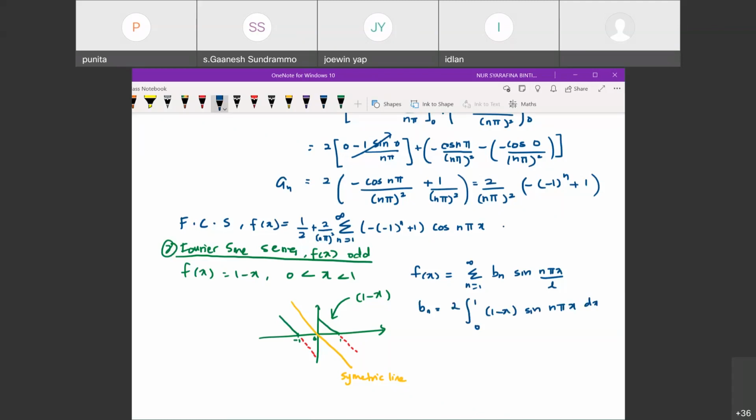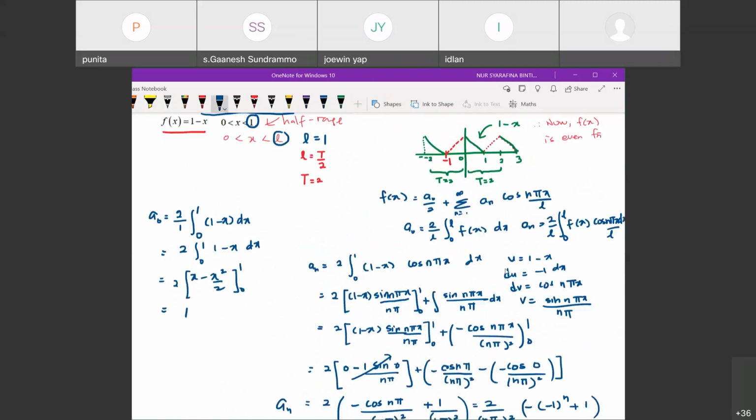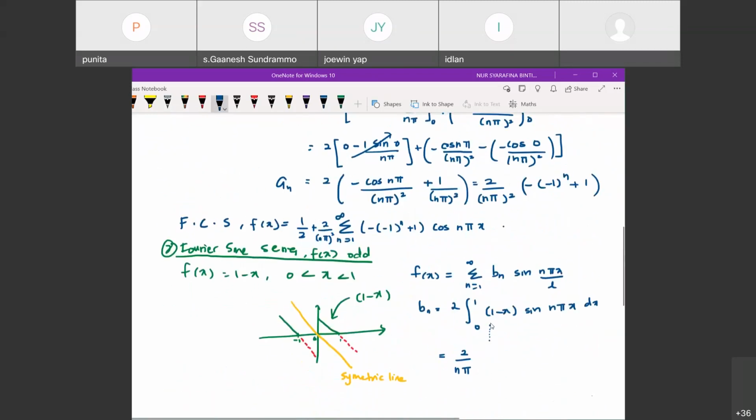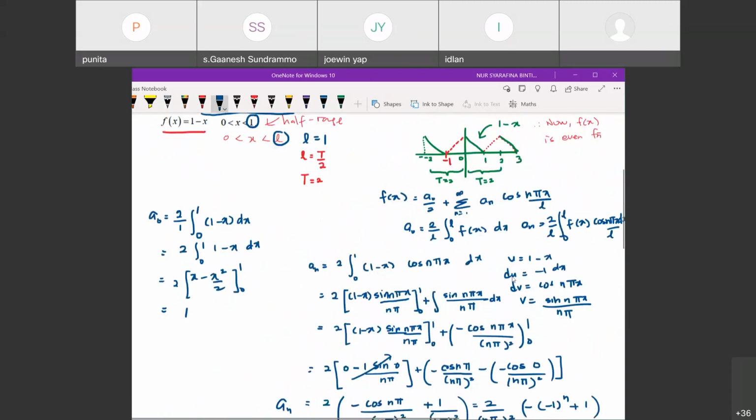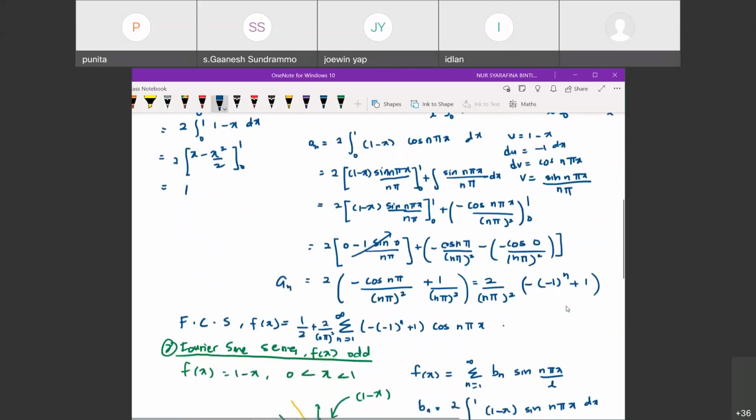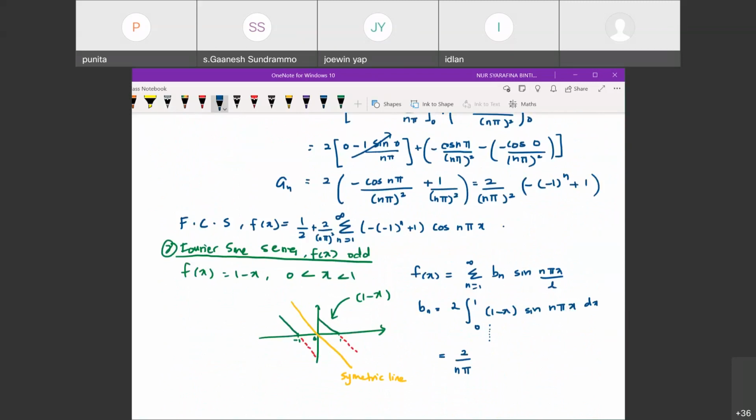For this case, try to find this Bn. You can get 2 over n pi. Then substitute. Try it. Same process with the previous one here. This one is 1 minus x cos n pi x. This one is 1 minus x sin n pi x. Same process. You do integration by parts. You substitute the limit 1 by 1 there. Is that clear or not?